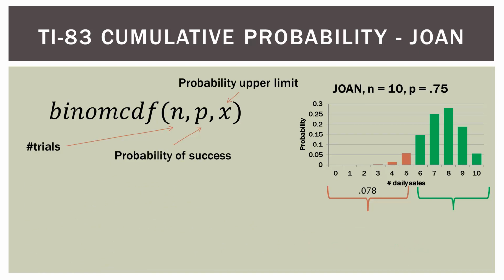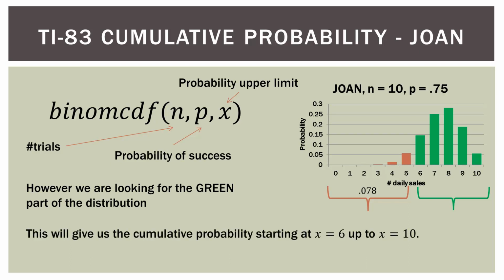So we'll put that there where the orange is. So now we need to find the green part. So how are we going to do that? Well, remember that everything adds up to 1. So we're looking for that green part, and that will give us the cumulative probability starting at 6 and going all the way up to 10. So to find the green part, we just subtract the orange from 1. So when we do that, we have 1 minus 0.078, which is 0.922. So the probability of Joan making 6 or more sales in any given day is 0.922. And that's pretty impressive. That's over 92% probability or likelihood that she will make her quota, which remember is 6 or more sales.